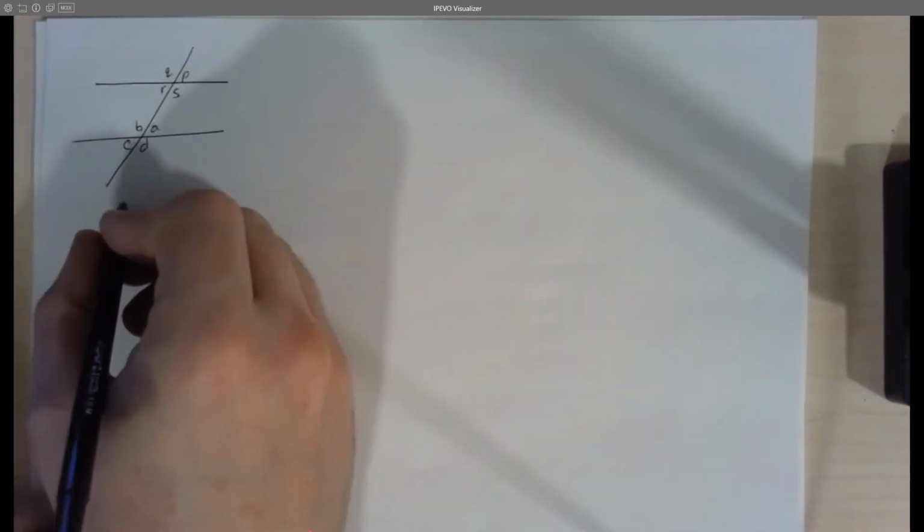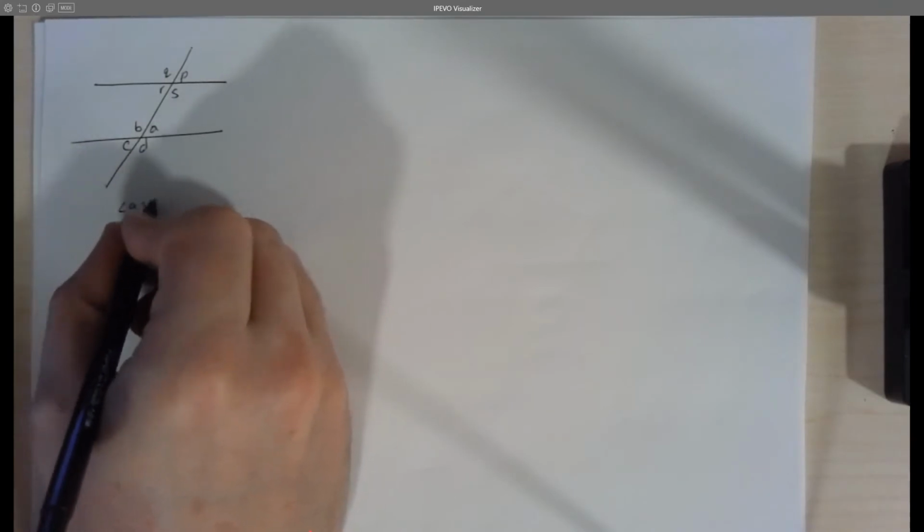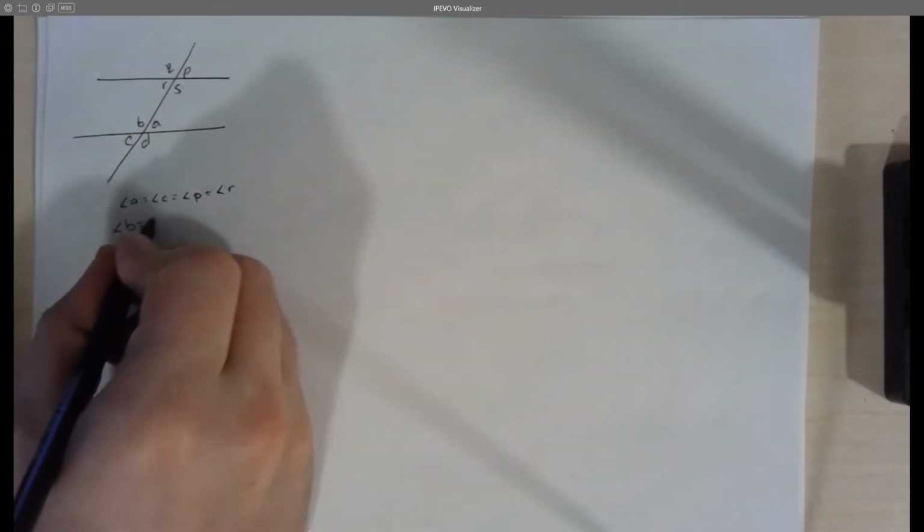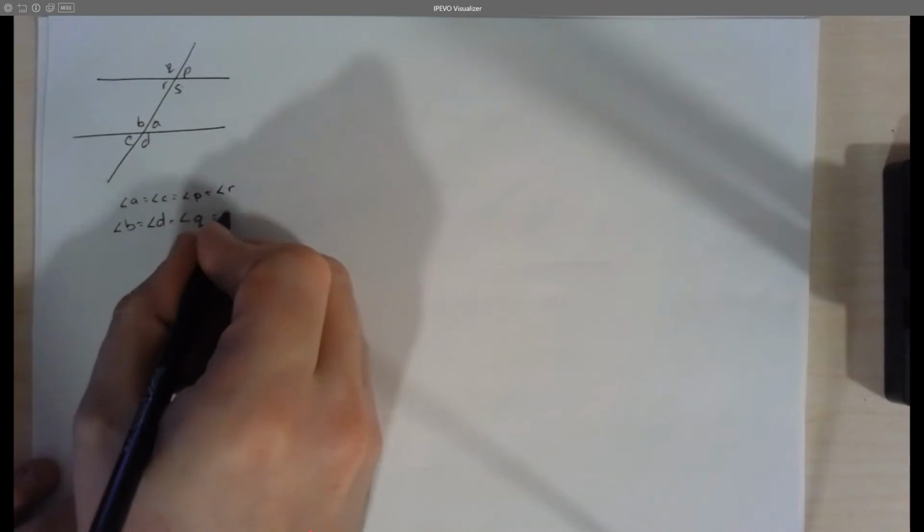So for example, in this particular shape, I know that angle A, C, P, and R are all the same. So angle A equals angle C equals angle P equals angle R. I also know that these opposite angles are the same too. So angle B equals angle D equals angle Q equals angle S. And so we can use that information to help us solve for whatever is missing.